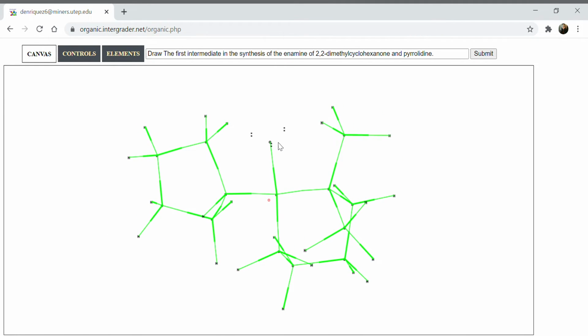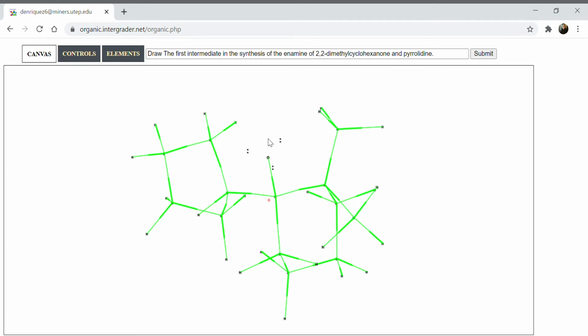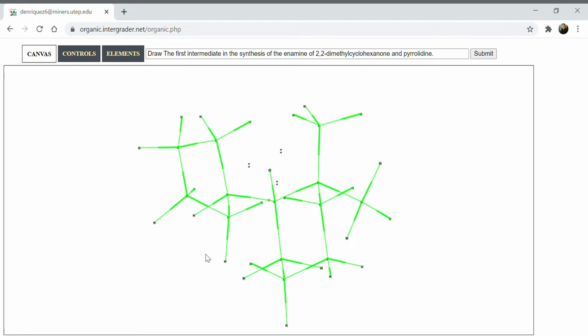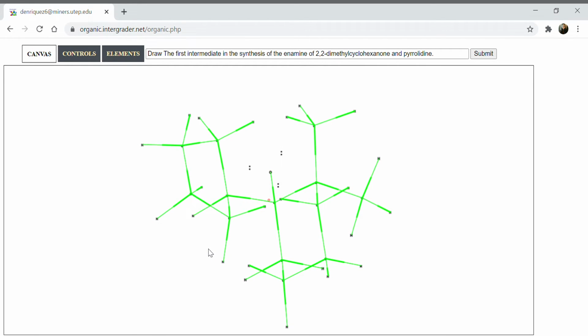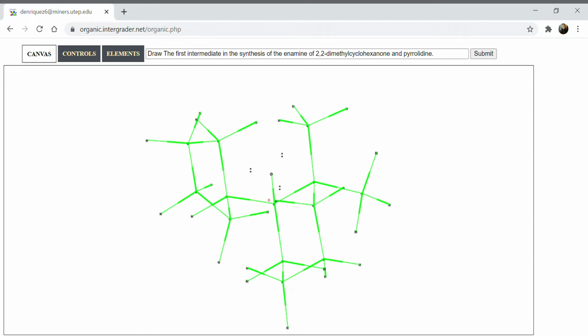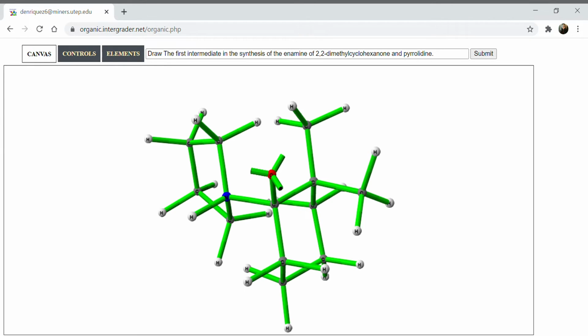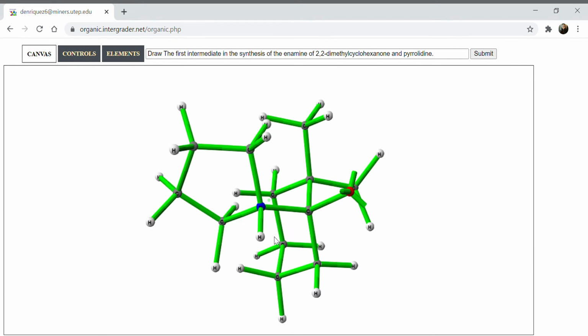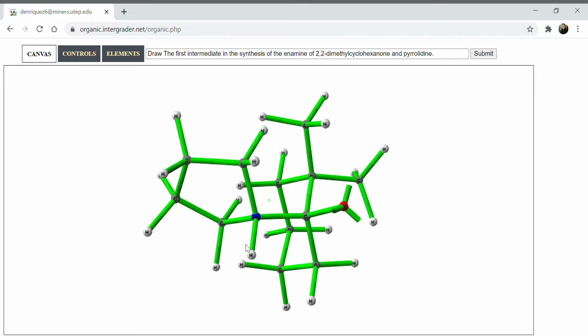I see my oxygen with 3 lone pairs and my nitrogen with the hydrogen. And as we know for the second intermediate, that's when we remove this and add it to the oxygen.